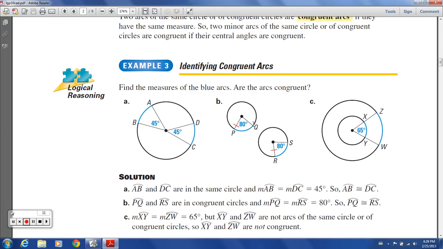Meaning those would have to be congruent. Notice if you have two separate circles, same degree measure, we would have to know that the radii are the same. Here we know that the radii are the same, so that means this arc PQ would be congruent to this one.